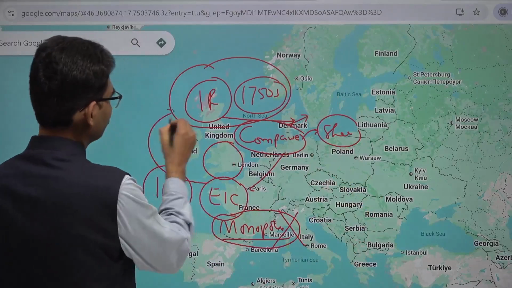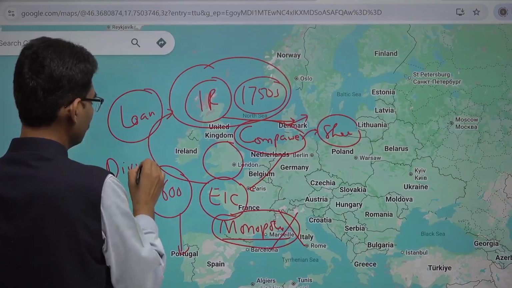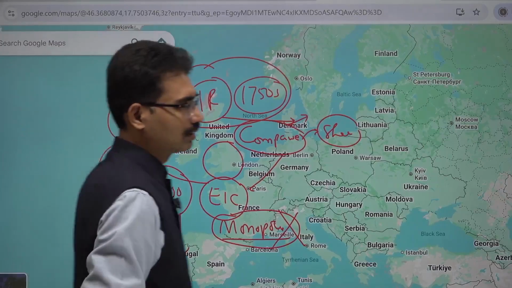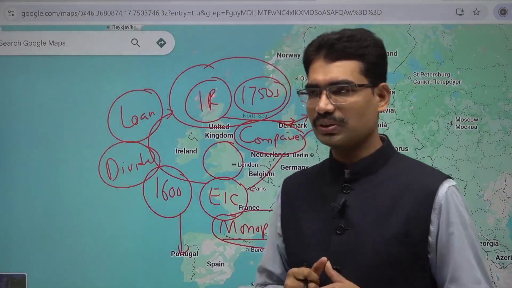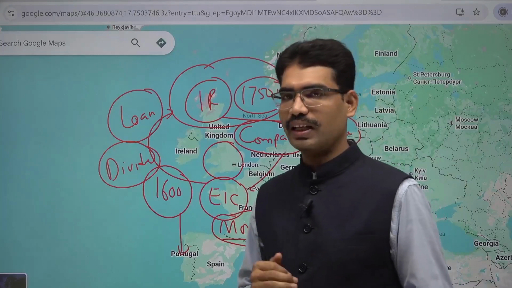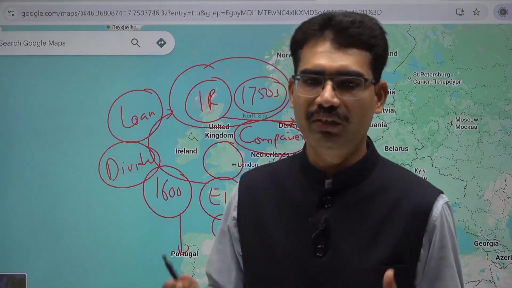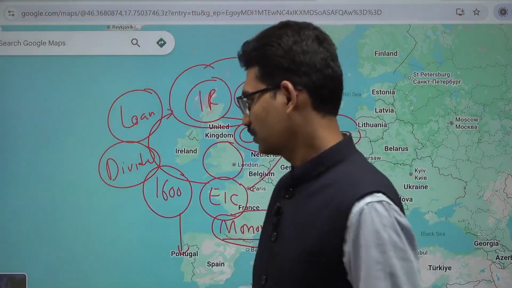In this context, they applied for a loan because they wanted to pay dividends to their shareholders. And now the cabinet and Parliament took this as an opportunity. They tried to bring the East India Company's affairs under the British government or Parliament. This is where the Regulating Act was passed.